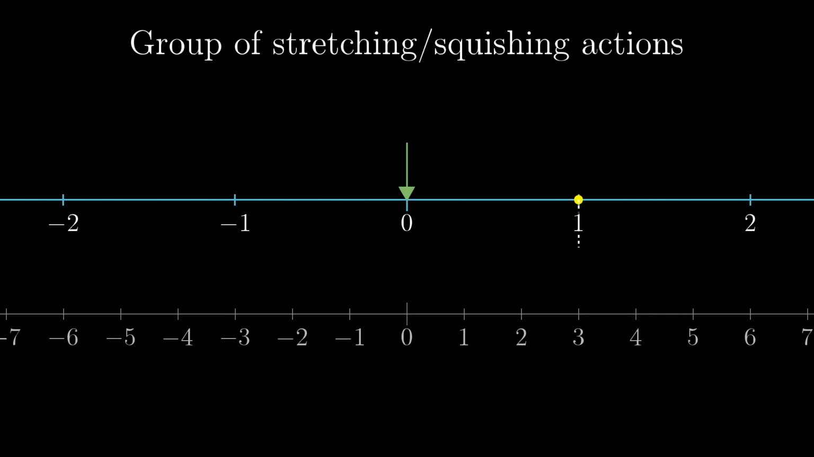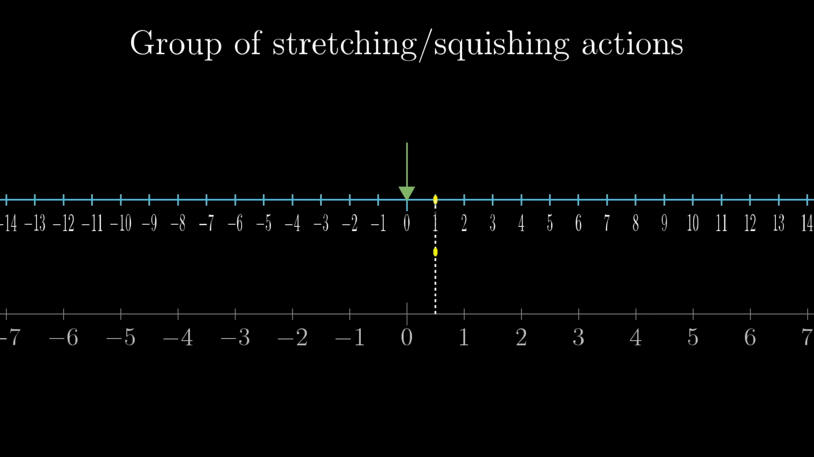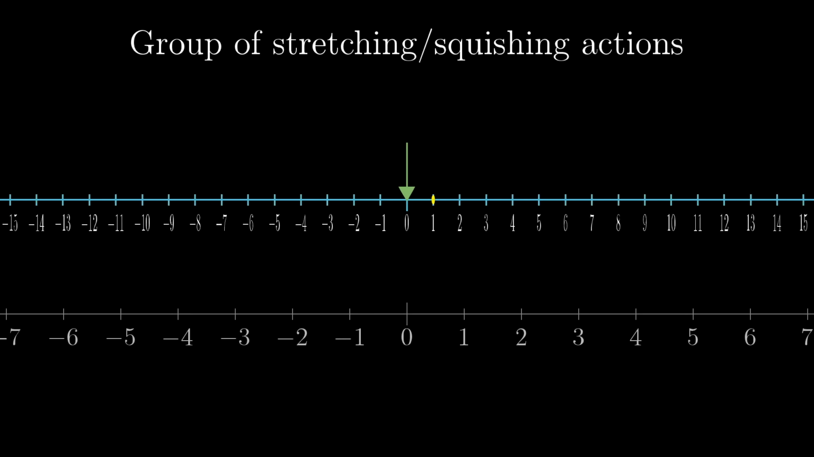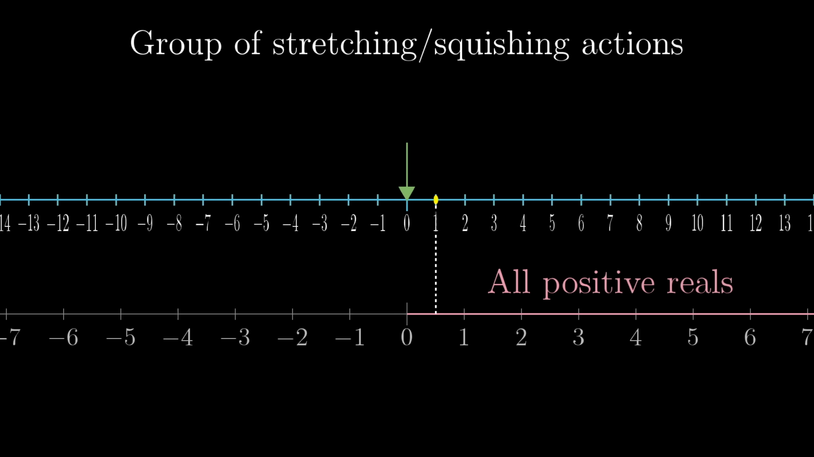There is one and only one stretching action that brings that point at 1 to the point at 3, for instance, namely stretching by a factor of 3. Likewise, there is one and only one action that brings that point at 1 to the point at 1/2, namely squishing by a factor of 1/2. I like to imagine using one hand to fix the number 0 in place, and using the other to drag the number 1 wherever I like, while the rest of the number line just does whatever it takes to stay evenly spaced. In this way, every single positive number is associated with a unique stretching or squishing action.